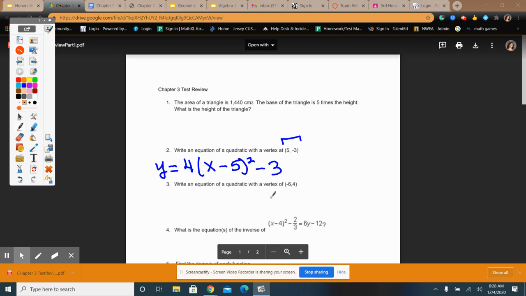Very similar here with the vertex of -6, 4. Don't forget it is an equation, so you have to have a y equals or you're going to lose points. Pick any number you want, -2. -6 this time will be a +6. Don't forget your square. +4 to go up 4.